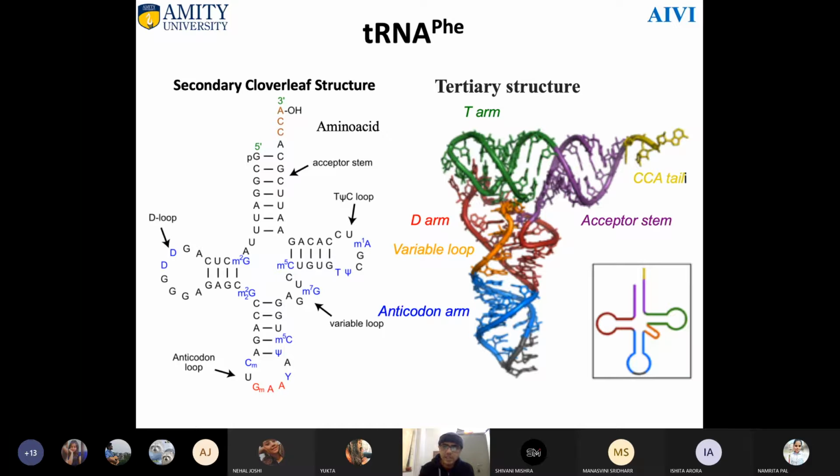This red one, this triplet, is where the anticodon is going to be. The shape of this anticodon loop gives you the reason for the wobbling in the base pairing, and why there is more than one codon for one amino acid. In the D loop, so this is structure-wise.